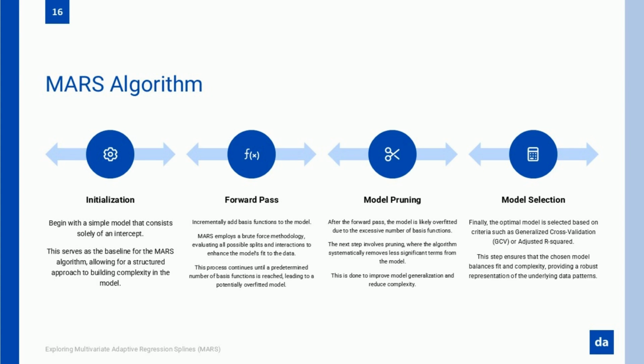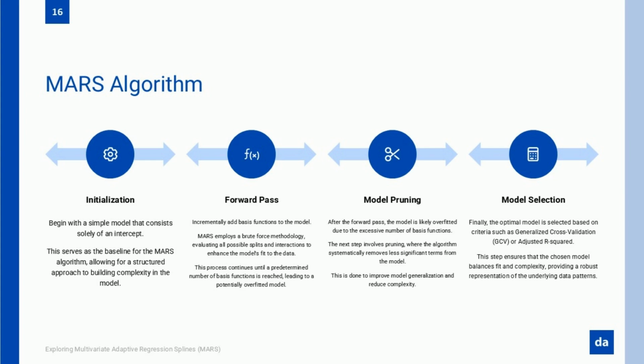Finally, the model undergoes selection, where the optimal set of basis functions is chosen based on criteria like generalized cross-validation, GCV, or adjusted R-squared. This ensures that the final version of the model balances fit and complexity, providing a robust representation of the underlying data patterns.